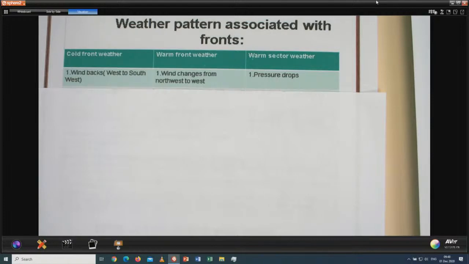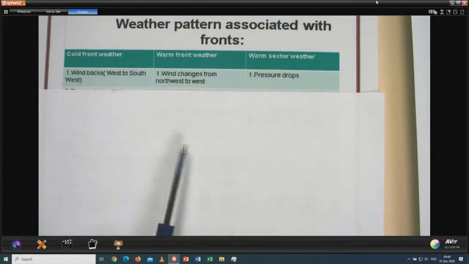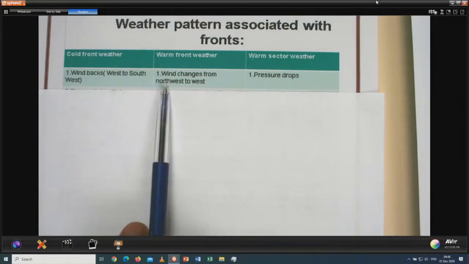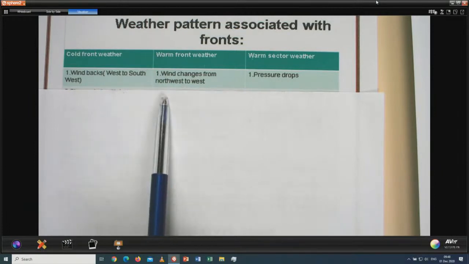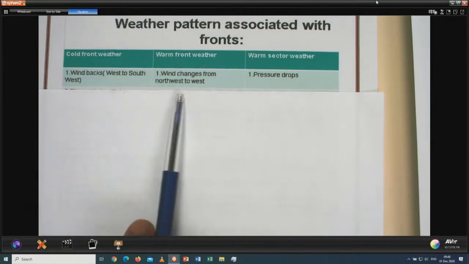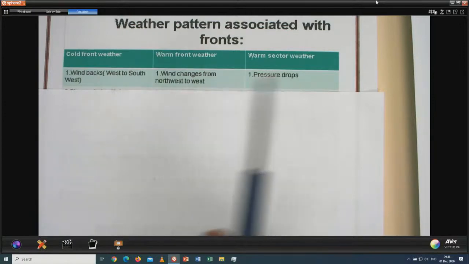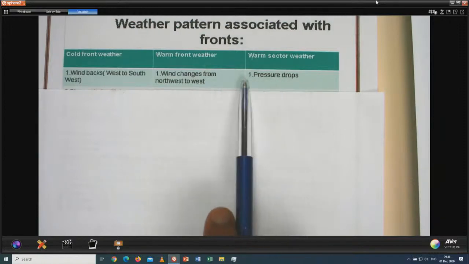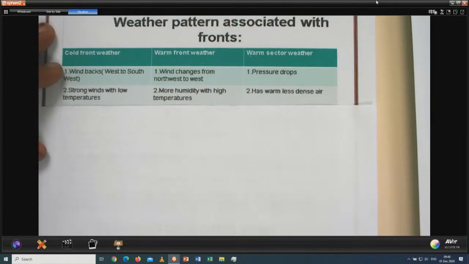The change in wind direction is referred to as the wind shift. With a cold front, the wind backs. It changes direction from west to southwest. But ahead of a warm front, there is always a change in wind direction to the left. It also backs from northwest to west. What happened to warm sector conditions? Pressure drops.